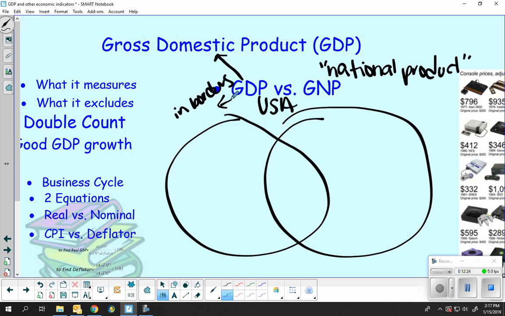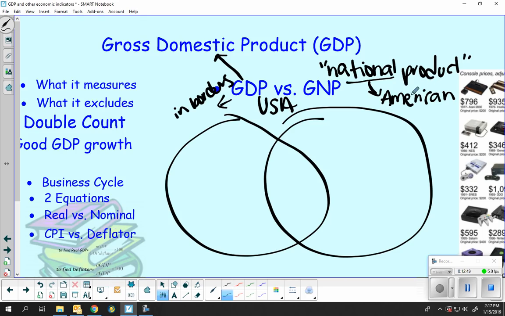Doesn't matter who you are. If you're a Honda dealership, Honda's Japanese. If you're a Honda dealership in the United States, that counts as America's GDP because they are in the borders. But GNP, that's your nationality. It doesn't matter where you are, it's your nationality. So for America, it's just anyone that's American. It doesn't matter where they are. It could be a Ford factory in Mexico. It doesn't matter. They're Ford.